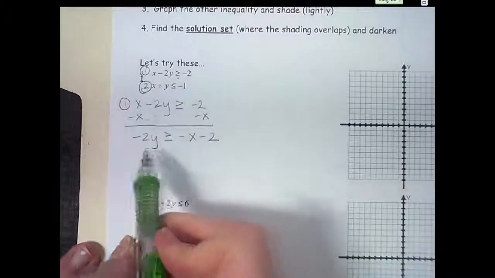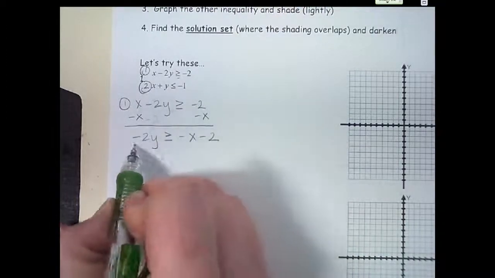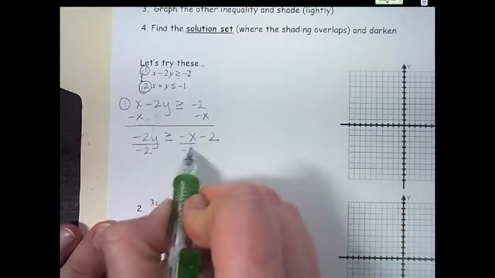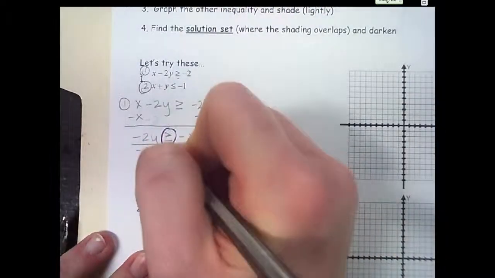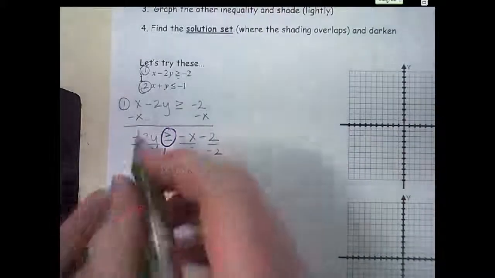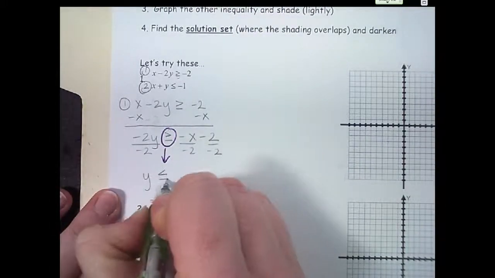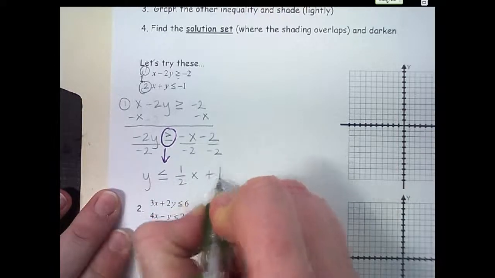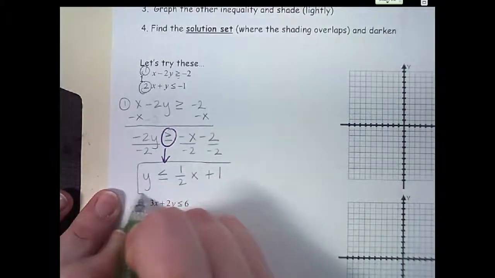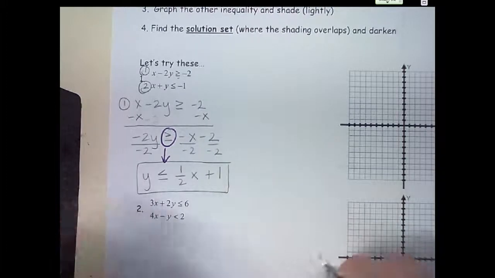Okay, how do I get rid of the negative 2? Perfect. Yes, good. Okay, so I'm going to flip this. So I have y is less than or equal to positive 1 over 2x plus 1. And then box it.